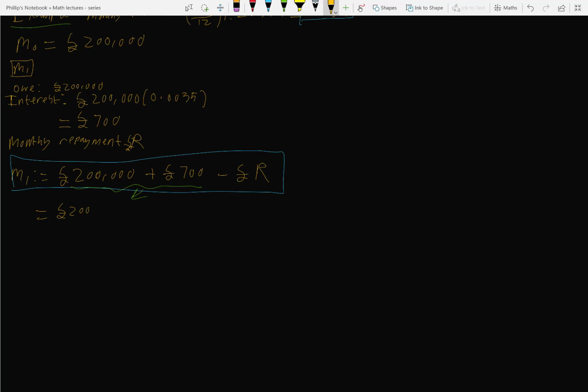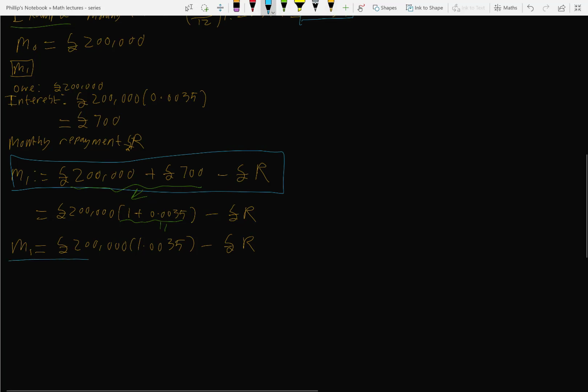So this can be defined as £200,000 times (1 plus 0.0035) minus capital R, which is equal to £200,000 times 1.0035, what's in the bracket, minus capital R pounds. So that's after 1 month. Pretty straightforward.